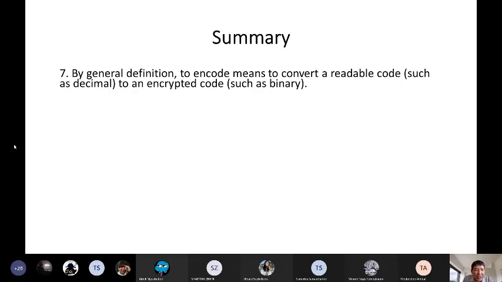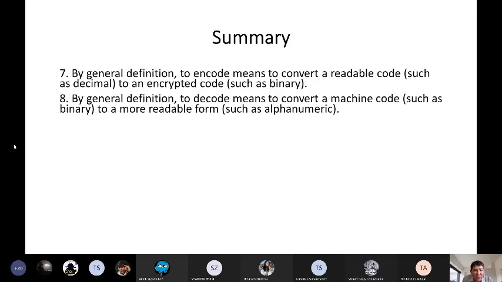Next, by general definition, to encode means to convert to code. Sometimes you do not need to give an exact definition, just understanding. So encode means to convert readable text that's more understandable for us to some encrypted code, such as binary. By general definition, to decode means to convert machine code such as binary to a more readable form, such as alphanumeric.